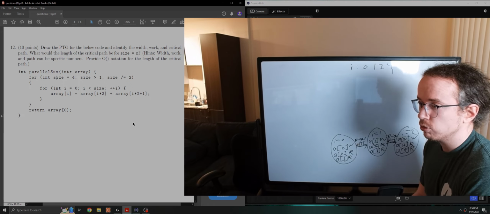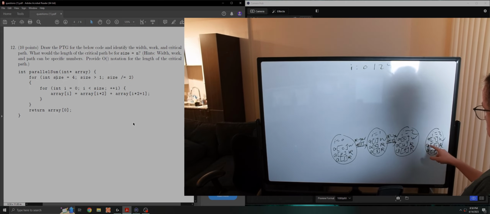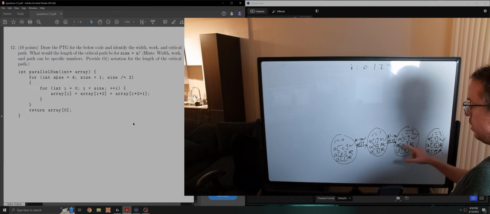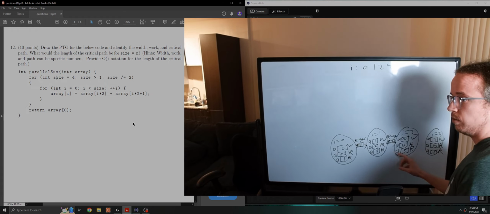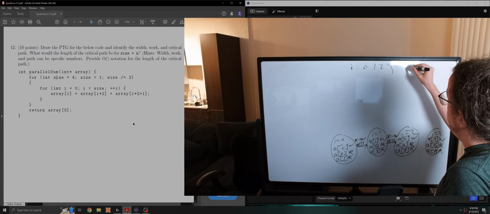And then we actually grow out of this problem. So we grow out of that. You'll see 3 doesn't show up at all in this problem. So these dependencies exist, but that's it for iteration size equals 4.